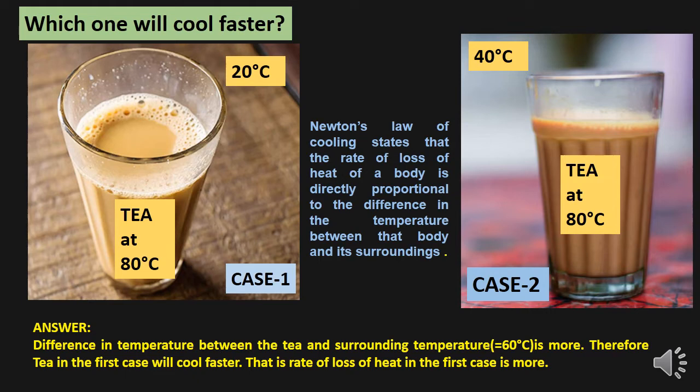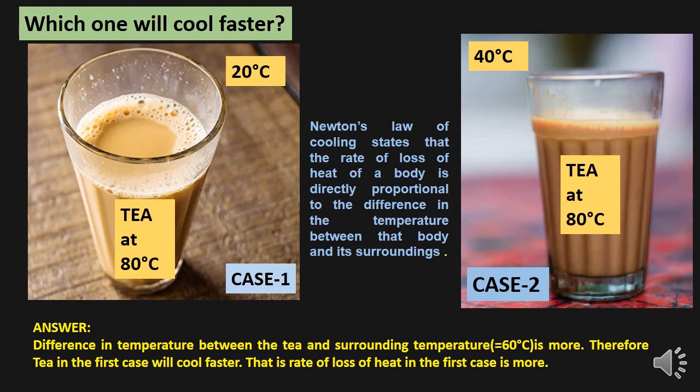Here we have to measure the rate of loss of heat. Rate of loss of heat means how much amount of heat is lost by the hot body in a particular duration of time. Newton's law of cooling states that the rate of loss of heat of a body is directly proportional to the difference in the temperature between the body and the surrounding.